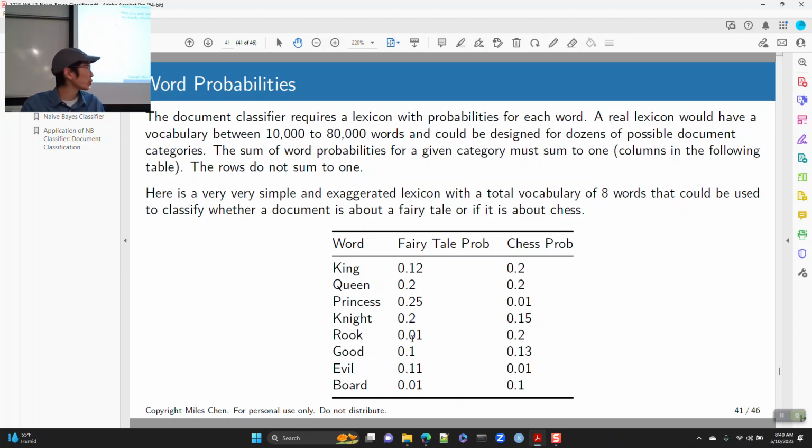The word rook is unlikely to appear in a fairy tale story, much more likely to appear in chess. Perhaps the word good could appear in both. You can have good versus evil in fairy tales, and a move could be considered good. Maybe the word evil, though, has a decent probability of showing up in a fairy tale, whereas it'd be quite strange for the word evil to appear in a document about chess.